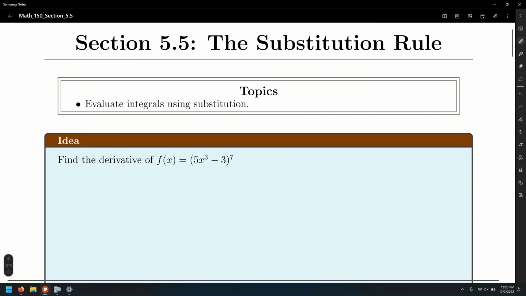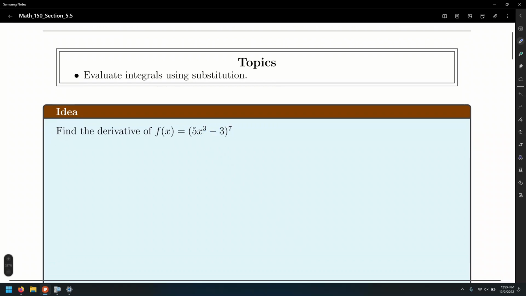All right. Number 1, before getting into the method, let's explain briefly where this method is coming from. So find the derivative of f of x equals 5x cubed minus 3 to the 7th power. The question: how do we differentiate this function? Which differentiation rule do we use? Anyone? The chain rule, right? Because we have a composite function.